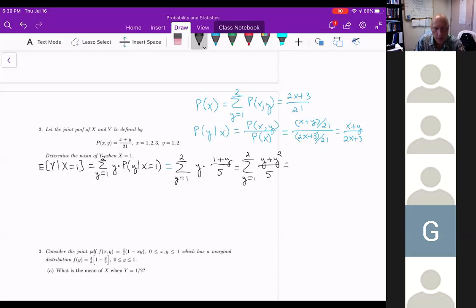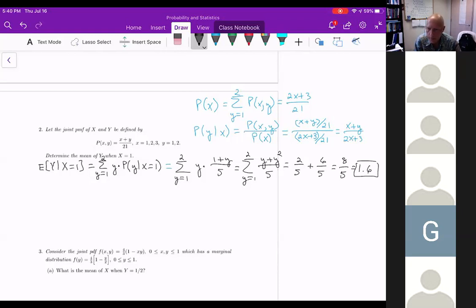So all that's left is to act on this summation. So when y is 1, we have 1 plus 1 squared, or 2/5. Plus, when y is 2, we have 2 plus 2 squared, which is going to be 6 over 5, which means we get 8 over 5, or in decimal form, 1.6. So that is our expected value, or the mean of y when x is 1.